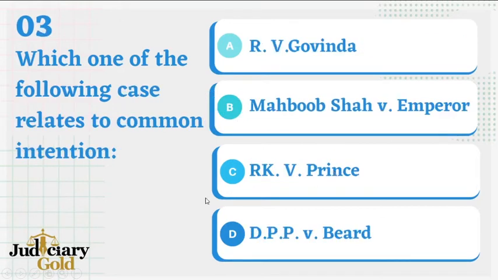Okay. Moving on to the next question, that is question 3. Which one of the following cases relates to the common intention? Let me tell you the options now. R versus Govinda, Mehboob Shah versus Emperor, R versus Prince, DPP versus Bird. Basically, this is the follow-up of the last question. So you must know the answer, that is Mehboob Shah versus Emperor. Tell me through the chat box what was discussed in the other 3 cases.